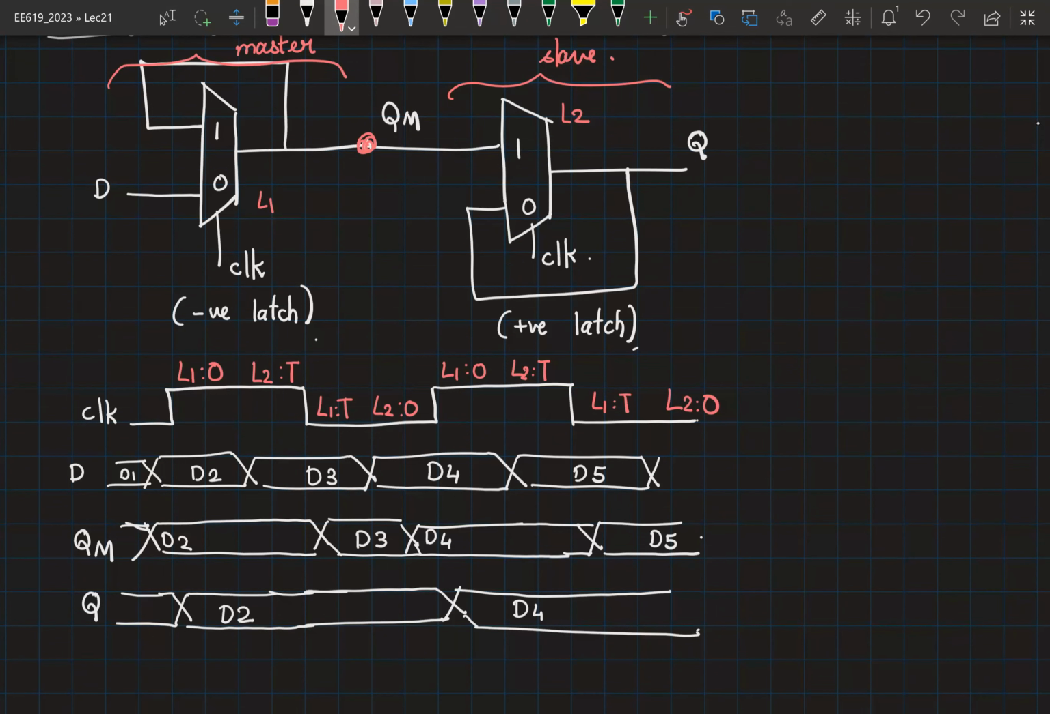So during the first half of the clock cycle, QM is constant, right? Therefore, Q doesn't change. During the second half of the clock cycle, latch 2 is off. So any changes in QM don't affect Q. And the transitions now nicely happen only at the positive edges of the clock.